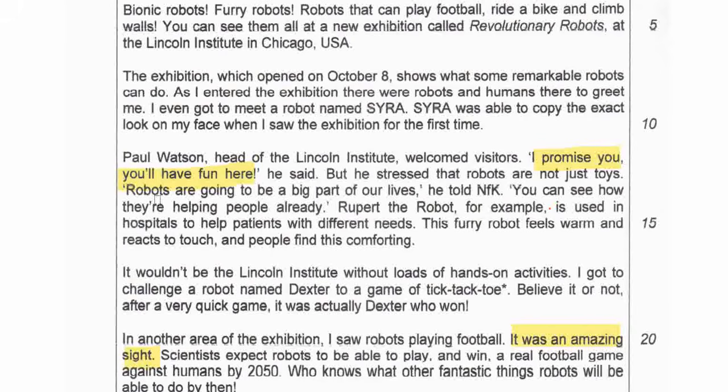I promise you'll have fun here is the opinion of Paul Watson, telling the visitors. And it was an amazing sight is the opinion of the writer of this passage.